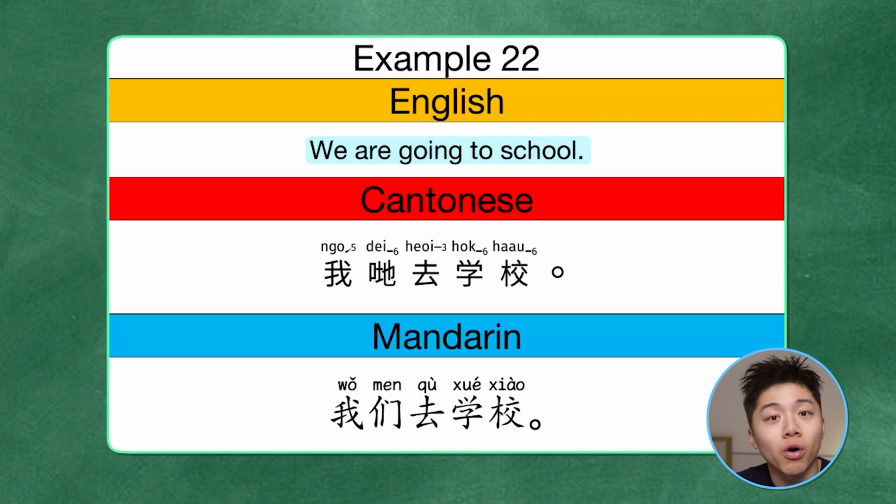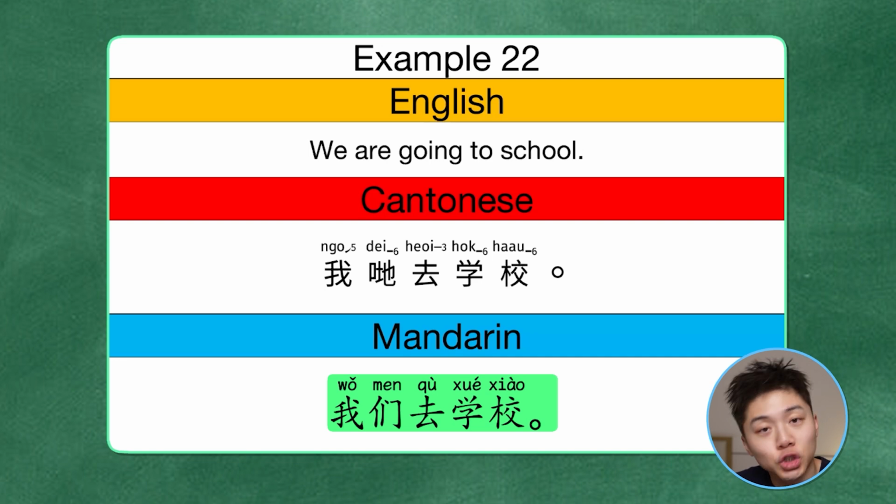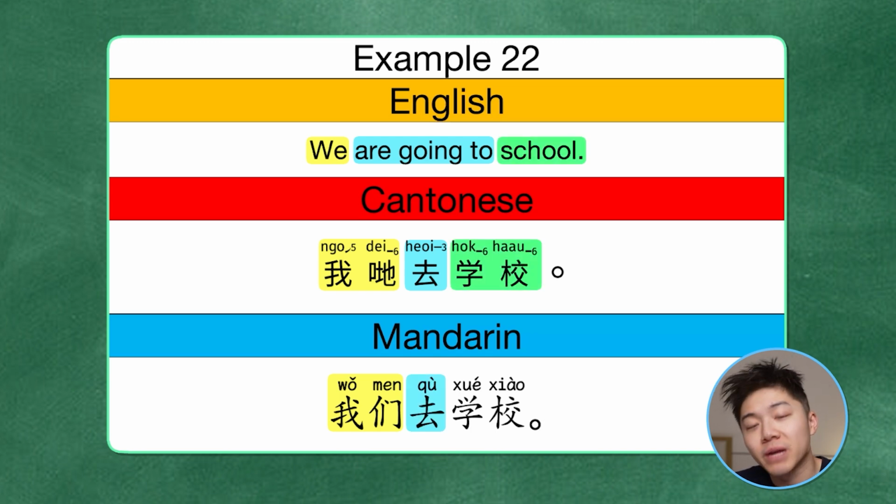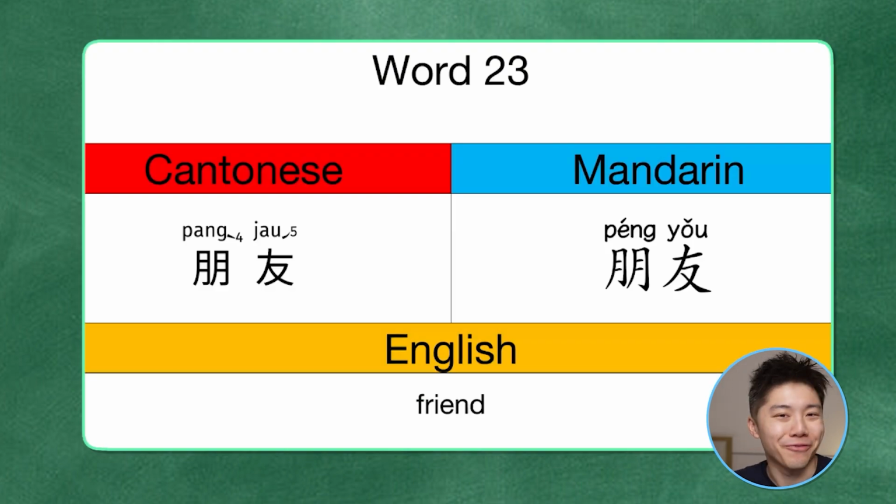Next, school, 學校. In Mandarin, 學校. Let's break this down. We are going to school. In Cantonese, 我哋去學校. In Mandarin, 我們去學校. 我哋 means we, in Mandarin 我們 from earlier. 去 means to go in Mandarin, 去. 學校 means school. So 我哋去學校, 我們去學校.